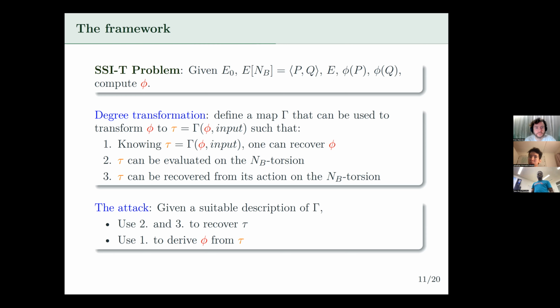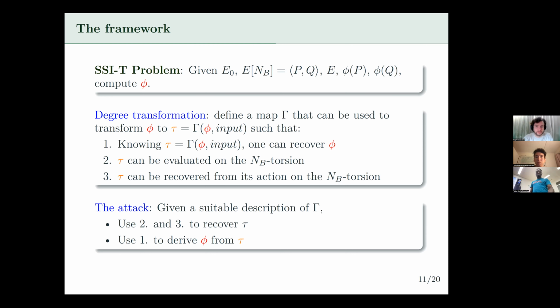So what do you want? You want that when you know tau, you should be able to recover your secret isogeny phi. As I said, you should be able to evaluate the isogeny on the NB torsion. Then you should be able to recover the isogeny from its action on the NB torsion. It's not every isogeny that you evaluate on the NB torsion that you can always recover. For example, you know the action of phi on the NB torsion, but you cannot recover it. So this is where the degree of tau should be NB dependent.